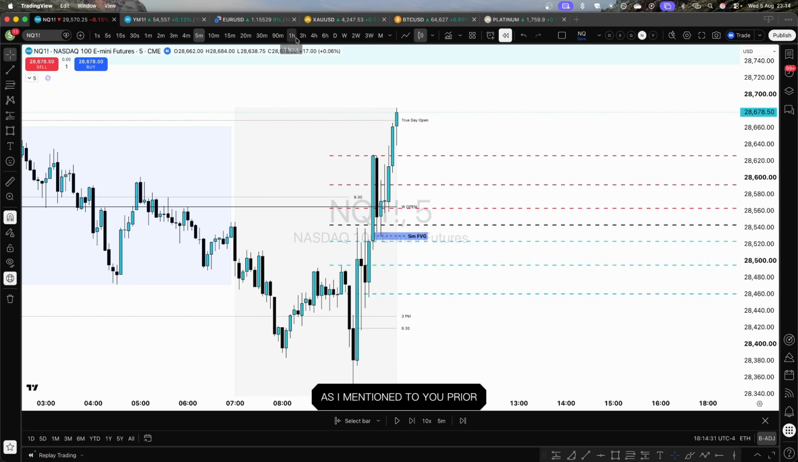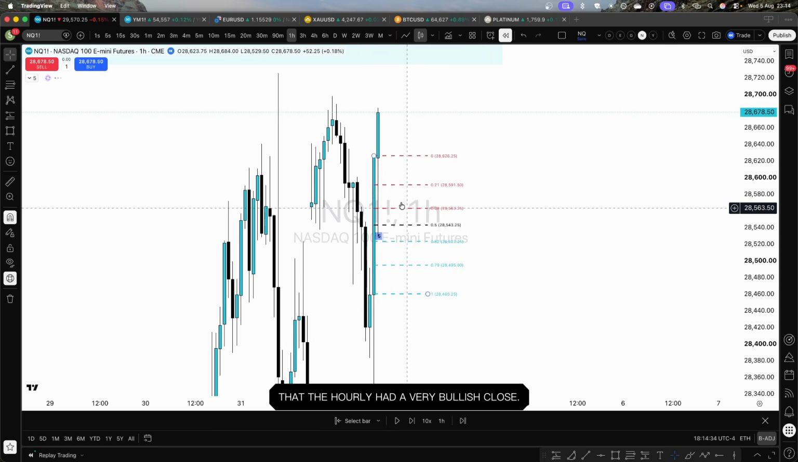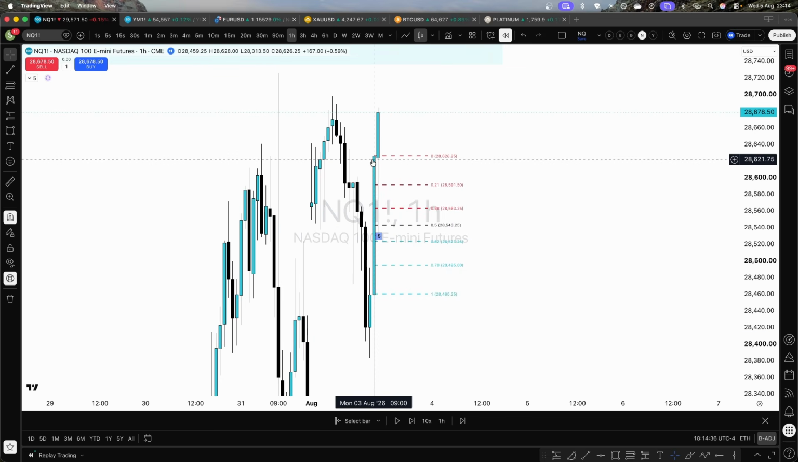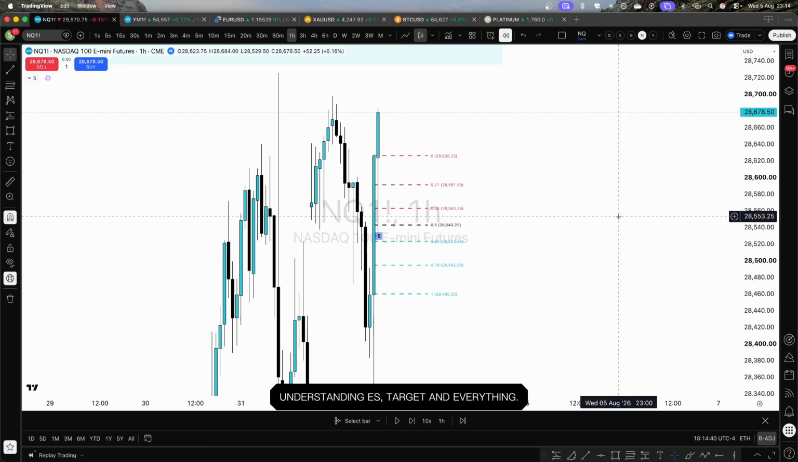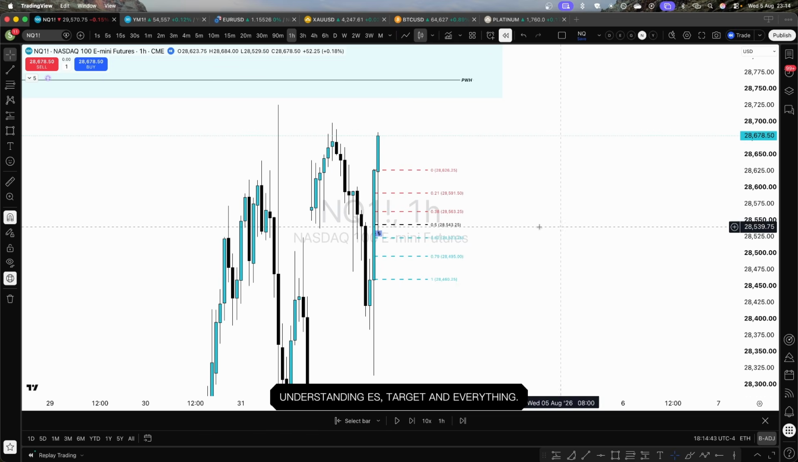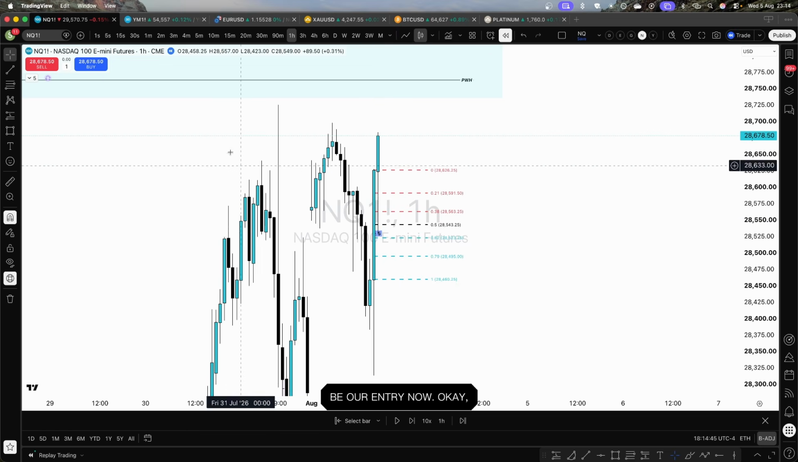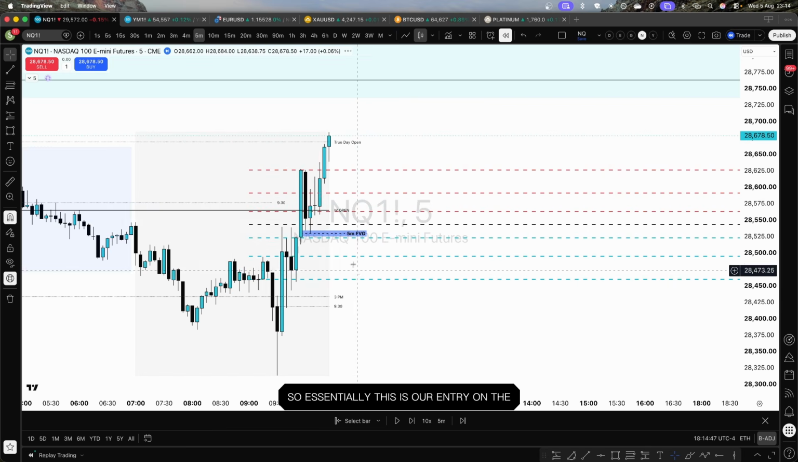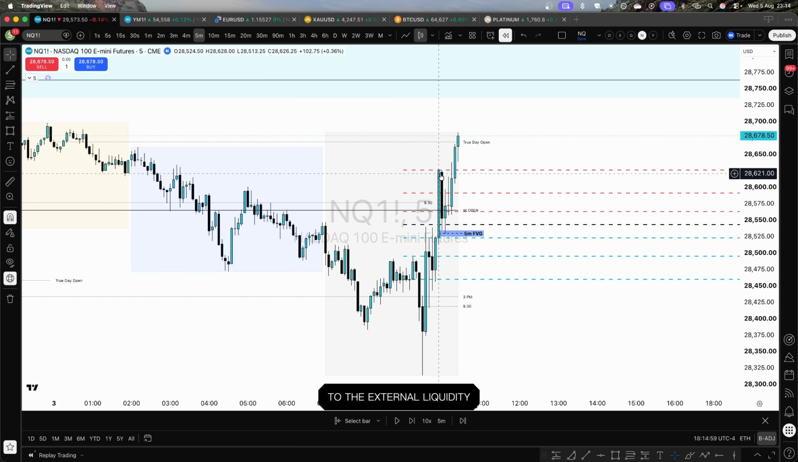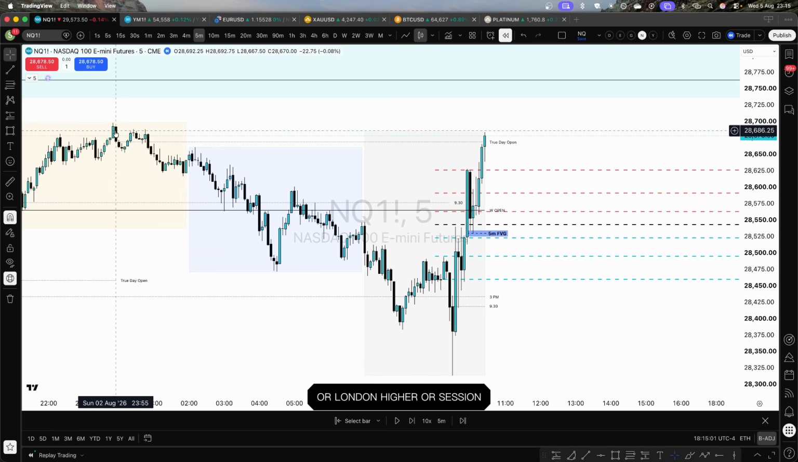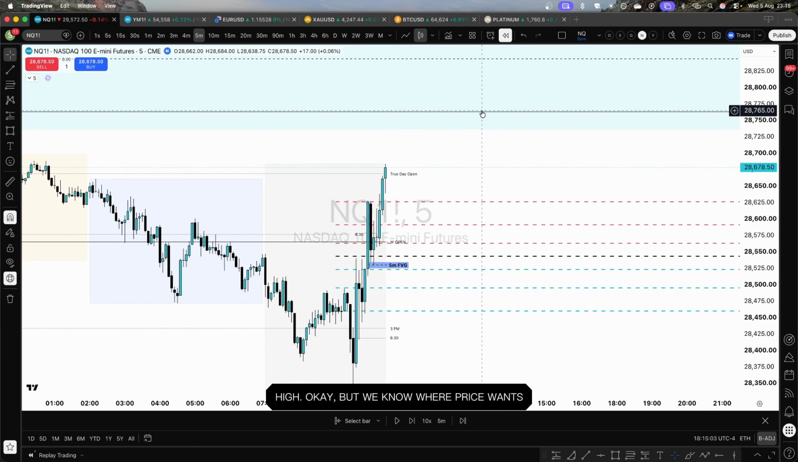We can already see, as I mentioned prior, that the hourly had a very bullish close. That means that we are going higher. With understanding ES target and everything, we know this is going to be our entry now. So essentially this is our entry at the 5-minute gap. And you can happily take a trade from the 5-minute to the external liquidity or London high or a session high. We know where price wants to go.